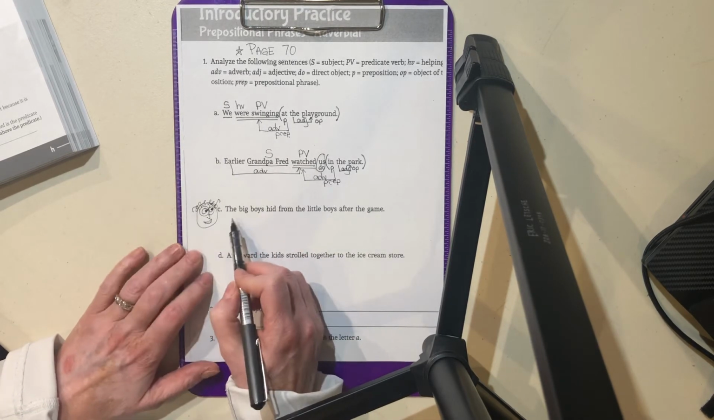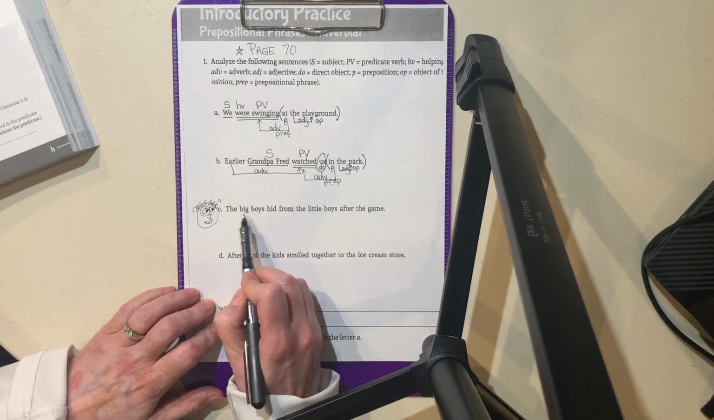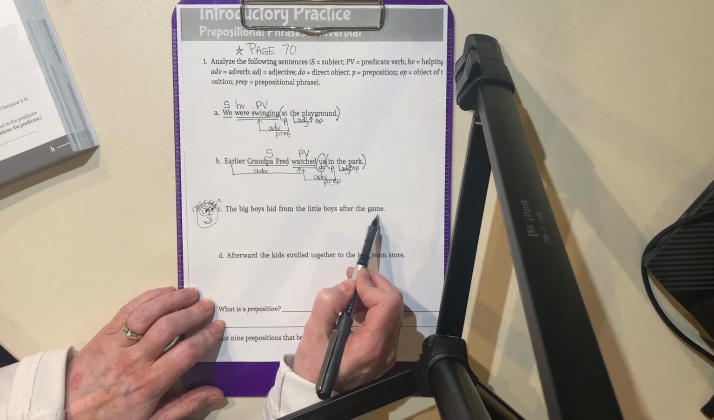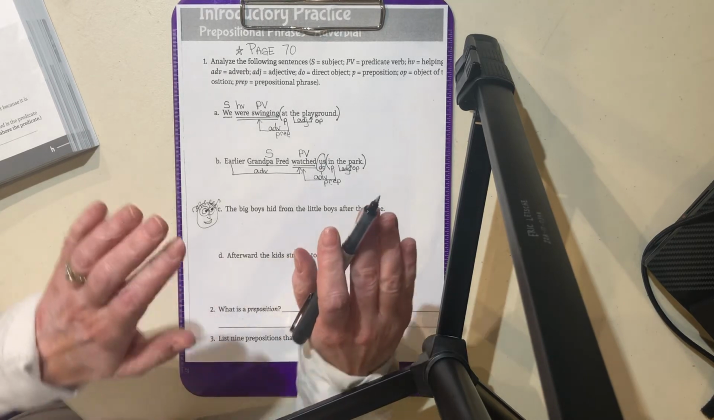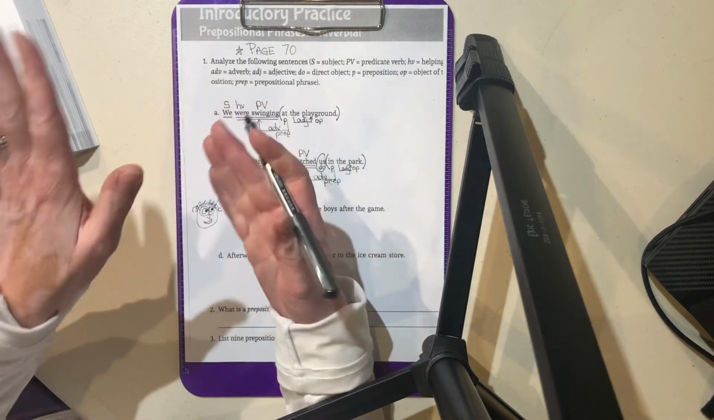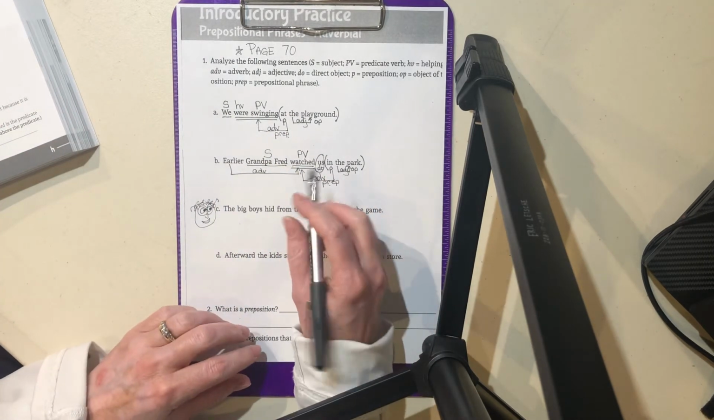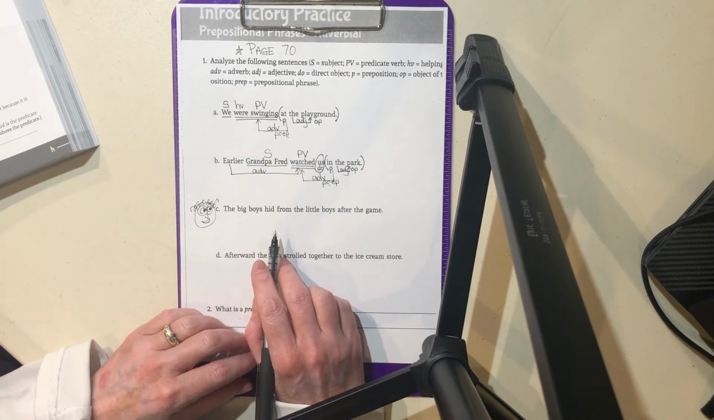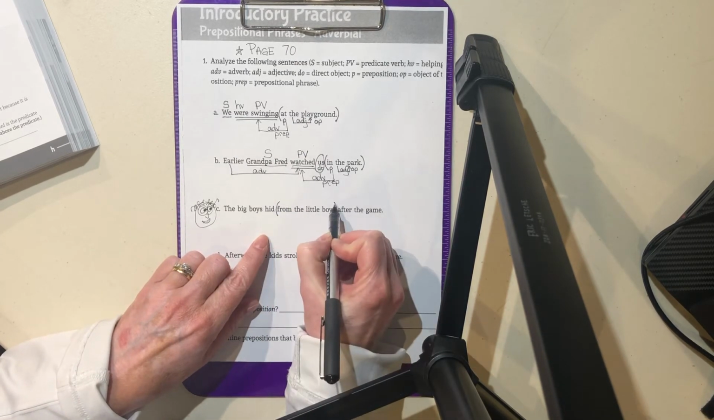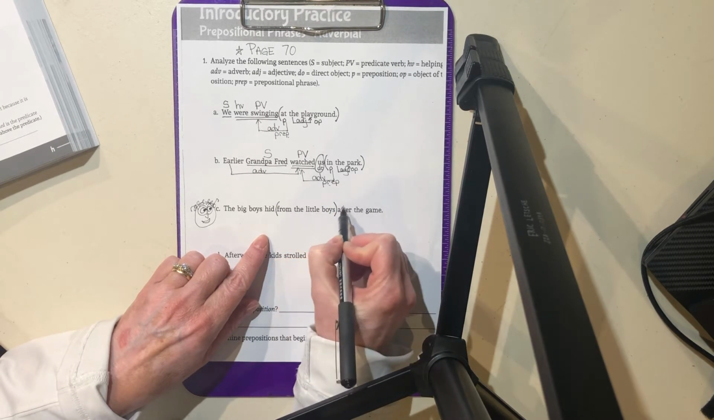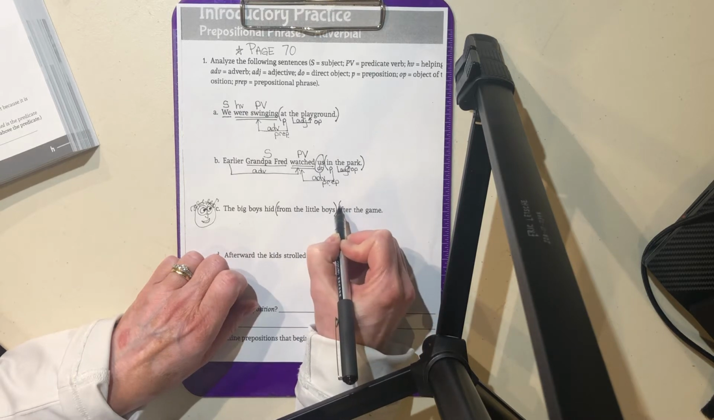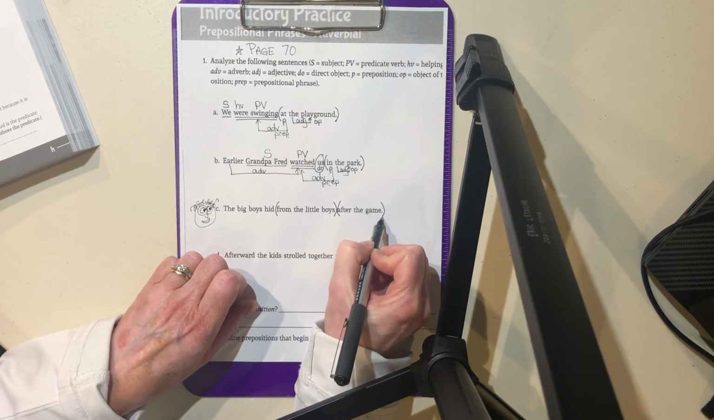Okay, let's read. Begin. The big boys hid from the little boys after the game. Order of analysis is phrases, clauses, principal elements, and modifiers. Are there any prepositional phrases? Yes, ma'am. From what? Boys. From the little boys. Prepositional phrase. After what? After the game. After the game. Prepositional phrase.